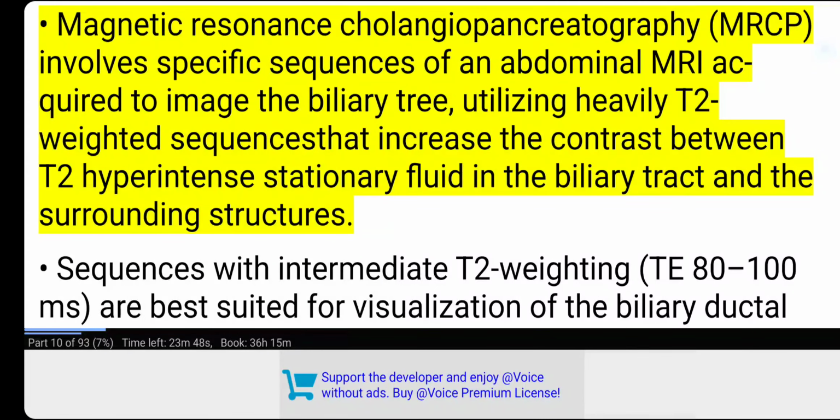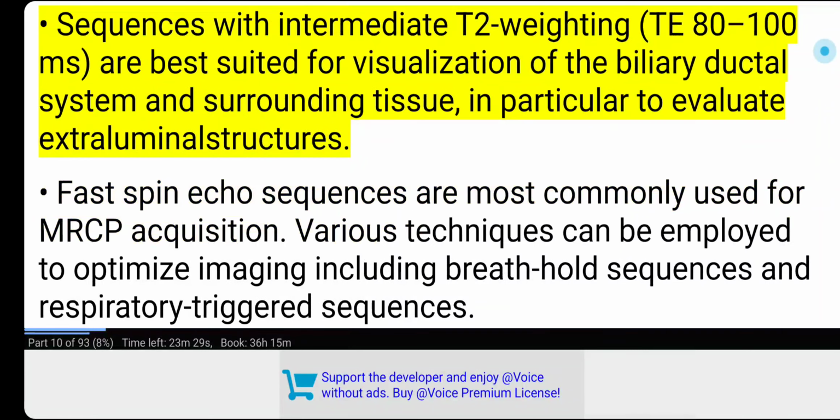Magnetic resonance cholangiopancreatography, MRCP, involves specific sequences of an abdominal MRI acquired to image the biliary tree, utilizing heavily T2-weighted sequences that increase the contrast between T2 hyperintense stationary fluid in the biliary tract and the surrounding structures. Sequences with intermediate T2 weighting, TE 80 to 100 ms, are best suited for visualization of the biliary ductal system and surrounding tissue, in particular to evaluate extraluminal structures.